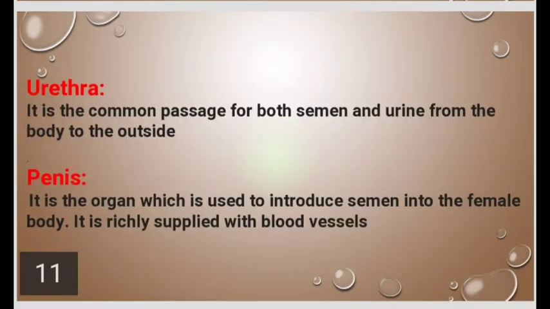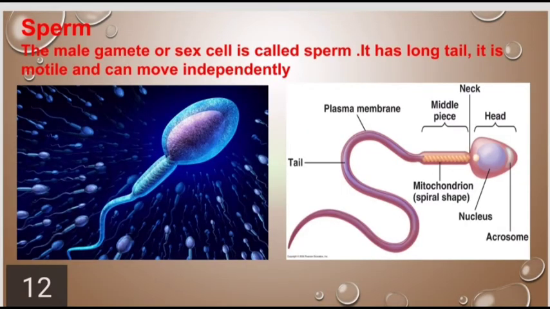Urethra. It's a common passage for both semen and urine from the body to the outside. Penis. It's the organ which is used to introduce semen into the female body. It is richly supplied with blood vessels. Sperm. The male gamete or sex cell is called sperm. It has a long tail. It is motile and can move independently.